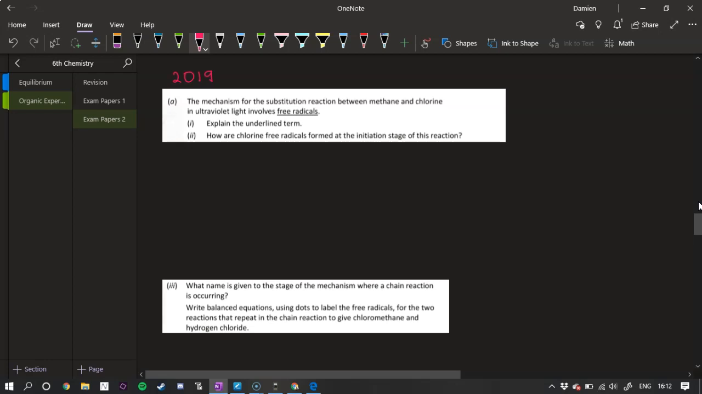So part A, the mechanism for the substitution reaction between methane and chlorine, so that's come up again, in ultraviolet light, involves free radicals. And you have to explain the underlying term. So what is a free radical? Of course, we could probably draw a free radical fairly easily, but it is just an atom that has an unpaired electron. So again, your chlorine free radical would be written like this. And again, that's an electron in chlorine that is unpaired.